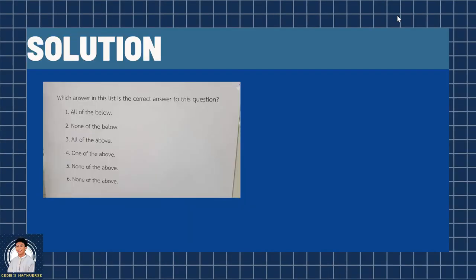To solve this problem, all we have to do is to cancel out the choices based on the knowledge that each of them provide. First, we begin with choice 1. So let's put 1, 2, 3, 4, 5, and 6 here. All of the below. This means that if this is correct, then these 6 are correct. However, if choice 2 is correct, this means that 3 to 6 are wrong. However, from number 1, it says that 3 to 6 are correct. But number 2 says the opposite. And this is what you call a contradiction.